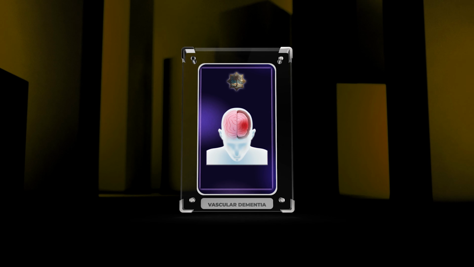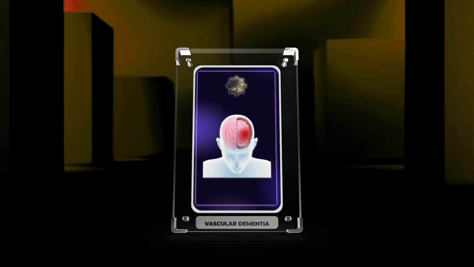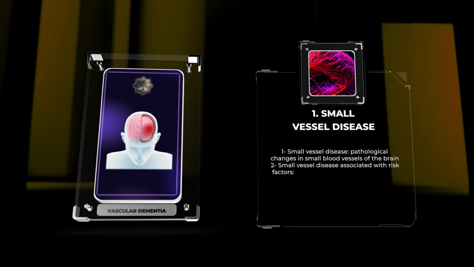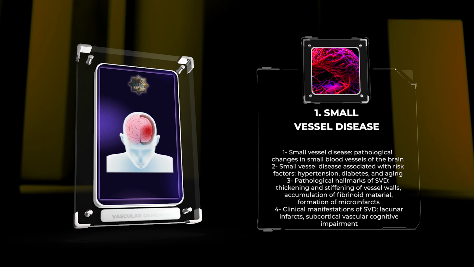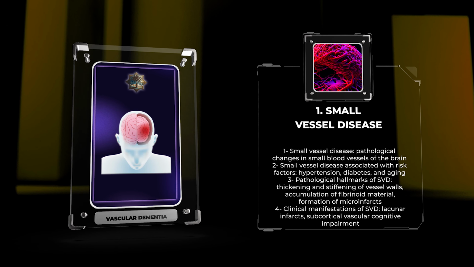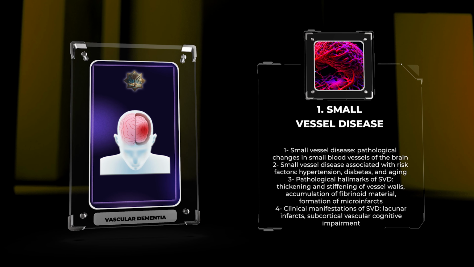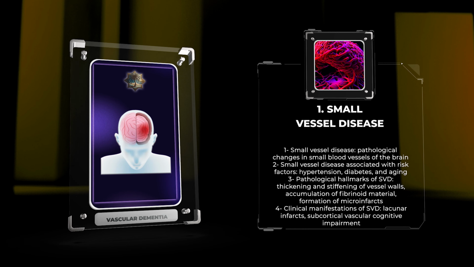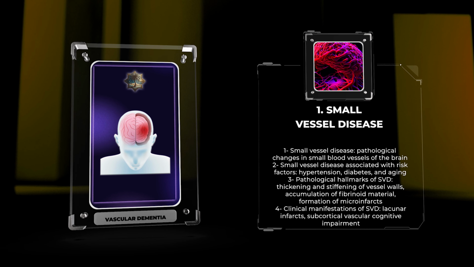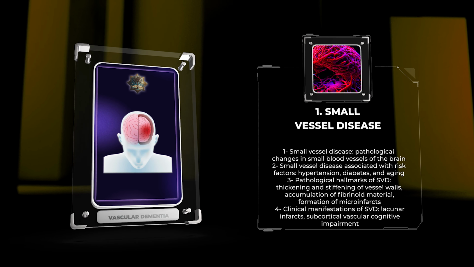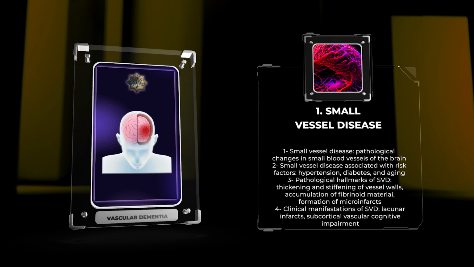Now, let's start our journey into the realm of cerebrovascular diseases, beginning with our first topic. Small vessel disease, SVD, refers to the pathological changes that occur within the small blood vessels of the brain. These vessels, including arterioles and capillaries, play a crucial role in supplying oxygen and nutrients to the brain tissue. SVD is commonly associated with risk factors such as hypertension, diabetes, and aging.